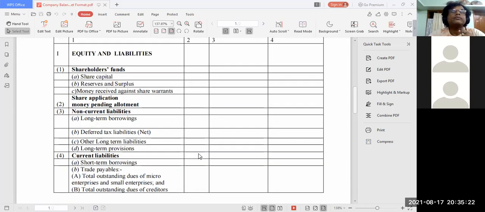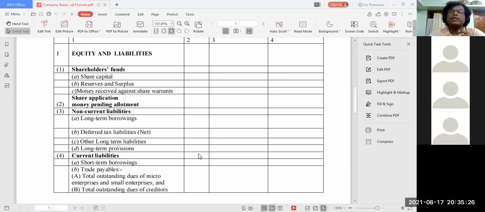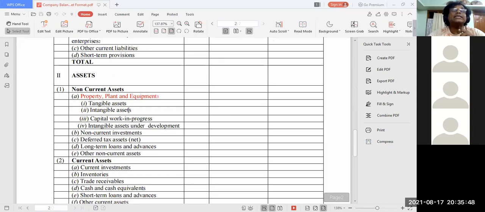S and C and C. You liked it? SNC, formula S, N C and C. Yes, sir. So under equity and liabilities, S and C and C means shareholders' fund, non-current liability, current liability. Leave the details, I am saying the headings: S and C and C. This is my formula. And then under asset, N and C: non-current asset and current asset. So these things will be there.